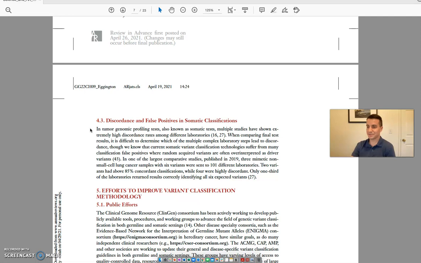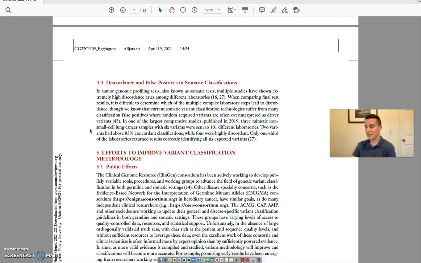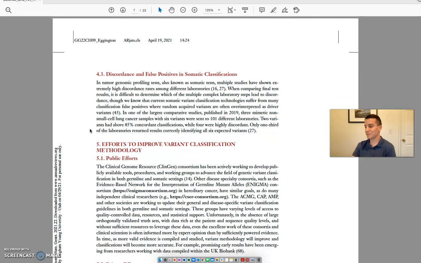Section 4.3. Discordance and false positives in somatic classifications. In tumor genomic profiling tests, also known as somatic tests, multiple studies have shown extremely high discordance rates among different laboratories. When comparing final test results, it is difficult to determine which of the multiple complex laboratory steps lead to discordance. Although we know that current somatic variant classification technologies suffer from many classification false positives, where random acquired variants are often overinterpreted as driver variants.